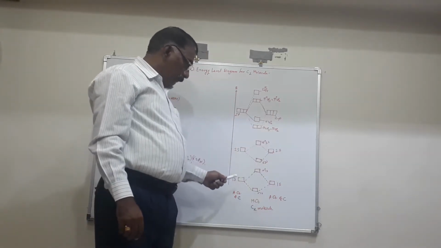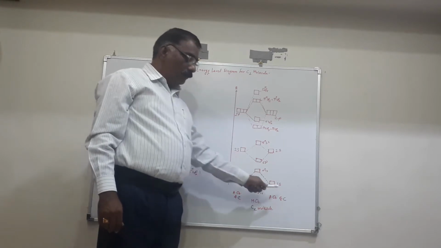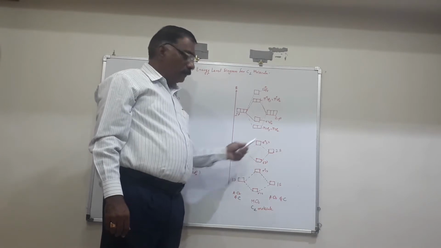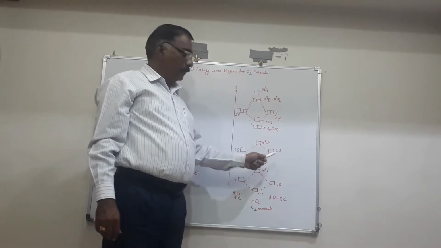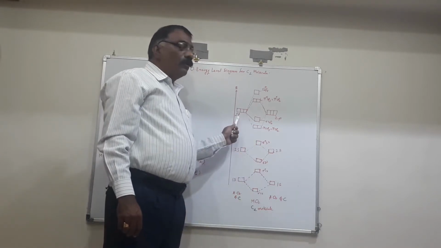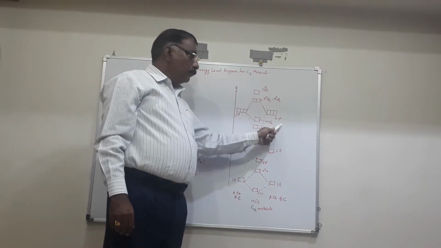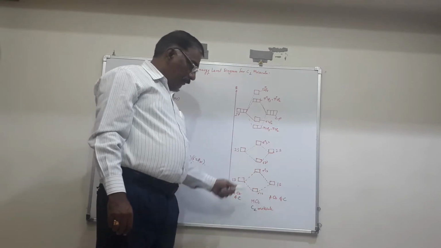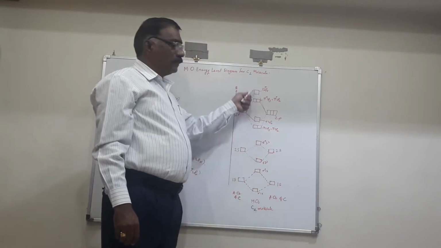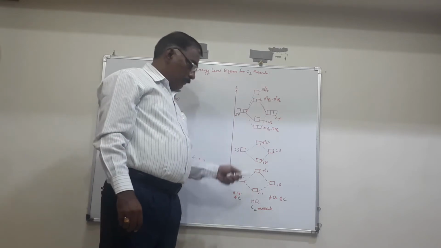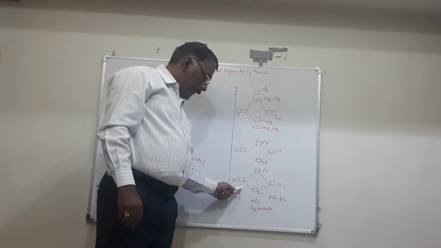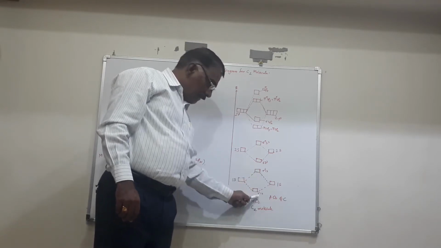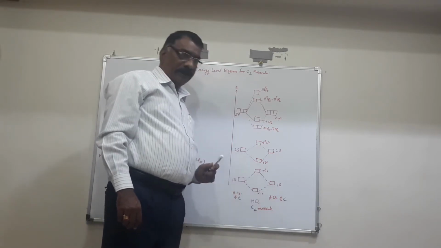That means the 1s orbital of the first carbon and the 1s orbital of the second carbon will be combined. The 2s orbital of the first carbon and the 2s orbital of the second carbon will be combined. The 2p orbitals of the first and second carbon will be combined. As they combine, molecular orbitals form between these two atoms. From the 1s combination, two molecular orbitals form, sigma 1s and sigma star 1s.